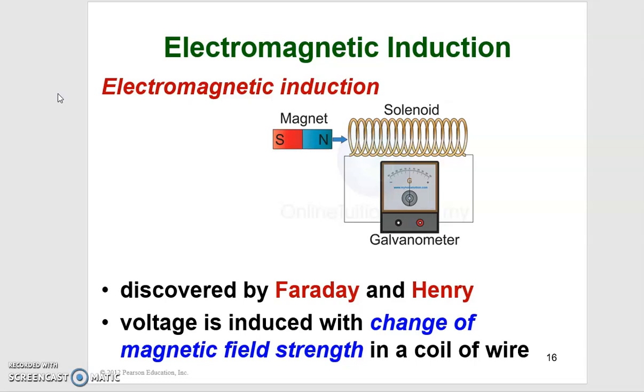Faraday and Henry found that if you don't connect the wires, the coils, to a voltage difference, then ideally there's no way a current or a voltage difference can be produced. But they found that there's actually an induced voltage if you change the magnetic field passing through the coils. So what does it mean?